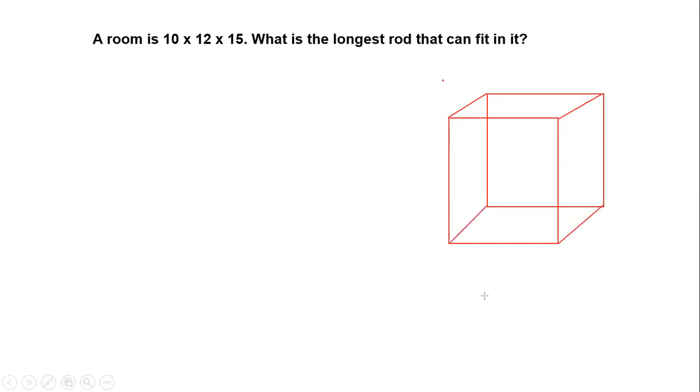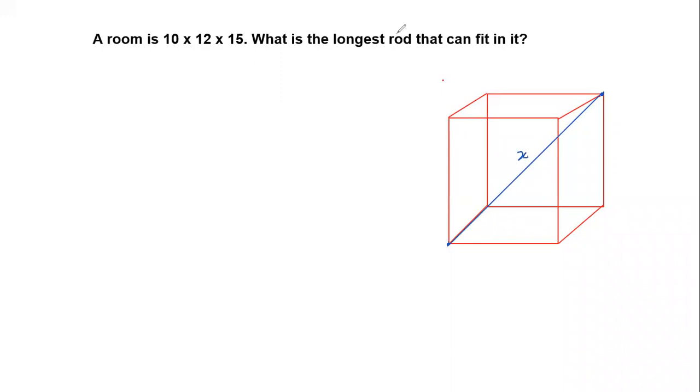I hope you are able to visualize this cuboid. Now if I want to fit the longest rod inside this cuboid, do you acknowledge it will be from the back top corner to the front bottom corner? If I try to join a rod, that's the longest rod that can fit inside a cuboid. It will be something like this. Let's say this blue line is the longest rod, and let's say the length of this longest rod is X.